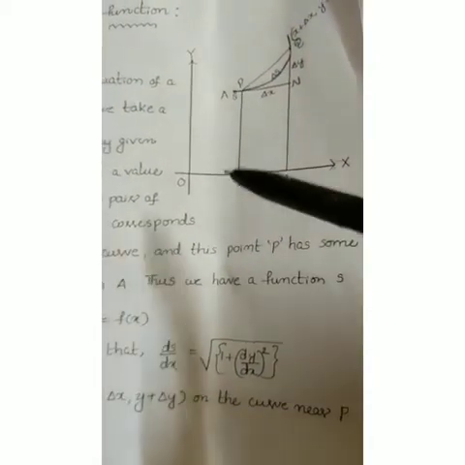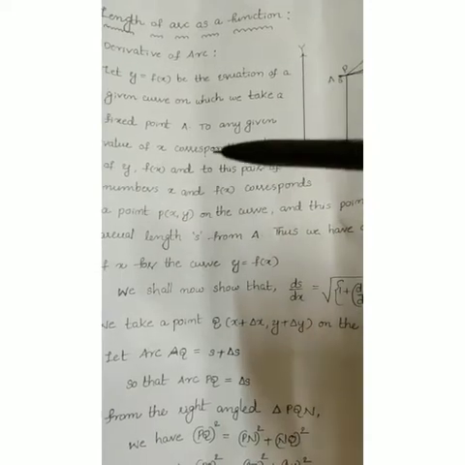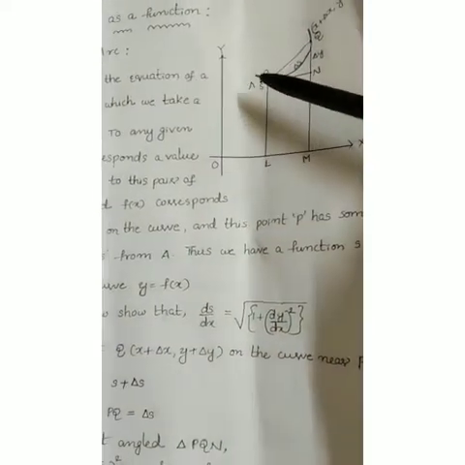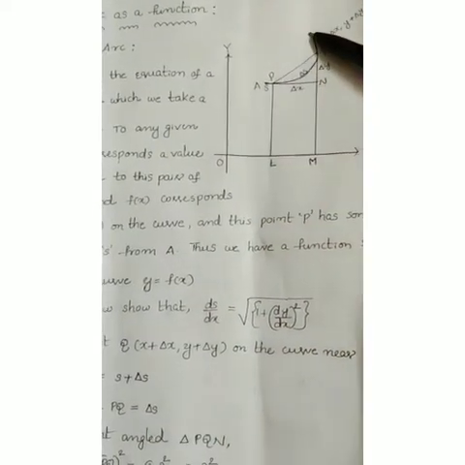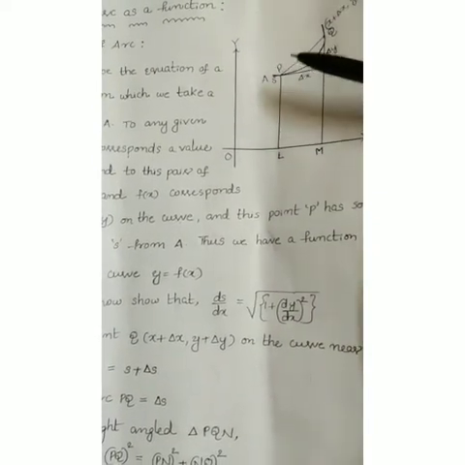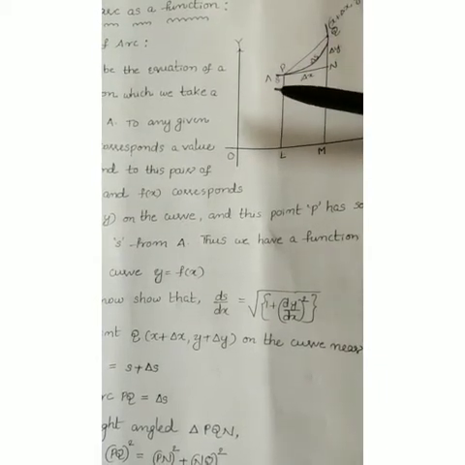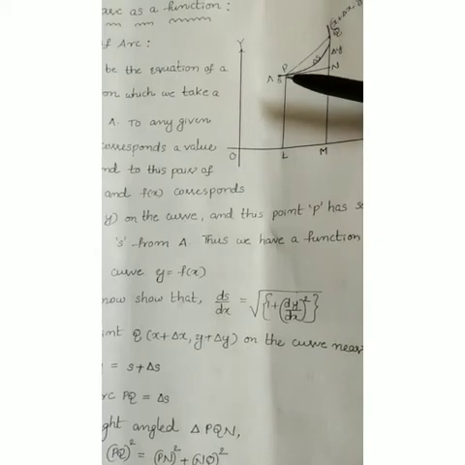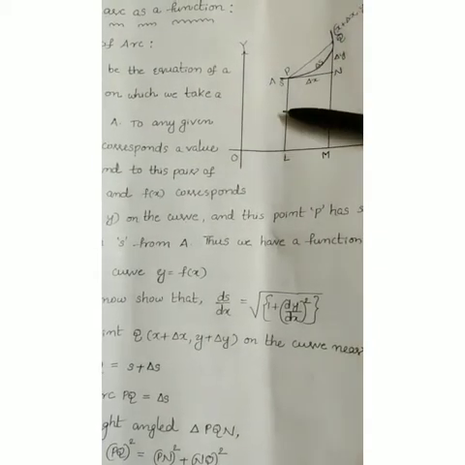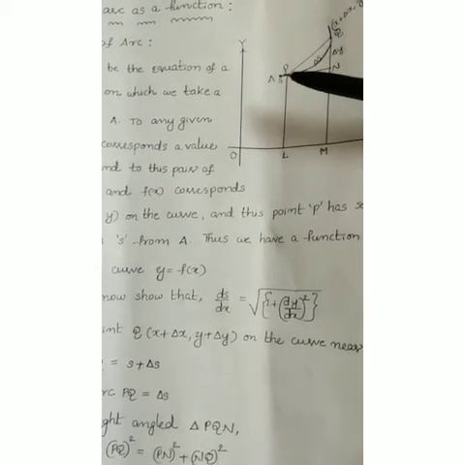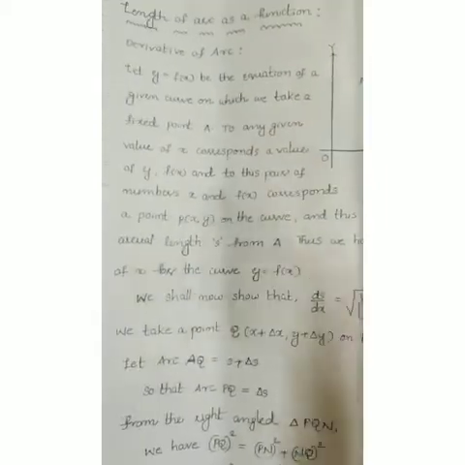So this is the x-axis, this is the y-axis. Let y equal to f of x be the equation of a given curve on which we take a fixed point A. So this is the curve y equal to f of x. Here A is a fixed point. In this, P is a point and Q is a point. That is, y equal to f of x is a given curve, A is a fixed point, and P and Q are points on the given curve.